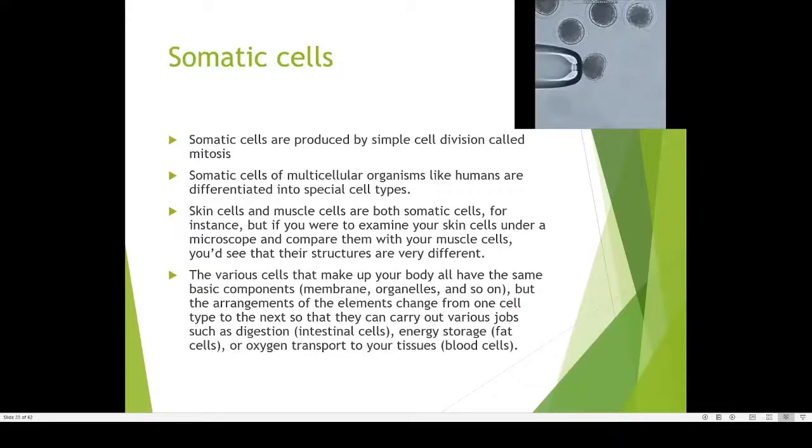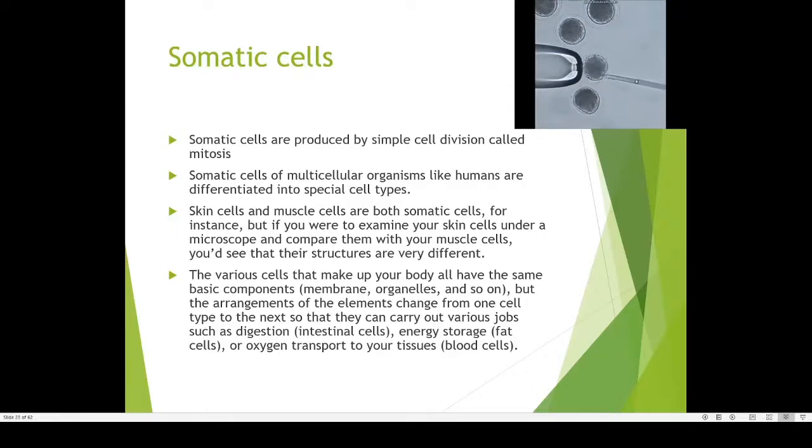Okay, so somatic cells. Somatic cells are produced by simple cell division called mitosis. Somatic cells of multicellular organisms like humans are differentiated into special cells. Skin cells and muscle cells are both somatic cells, for instance, but if you were to examine your skin cells under a microscope and compare them with your muscle cells, you'd see that their structures are very different. Yes, they look very different.